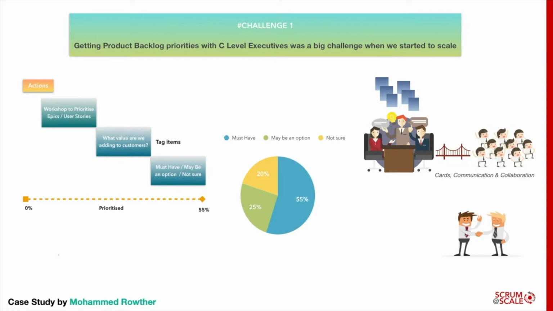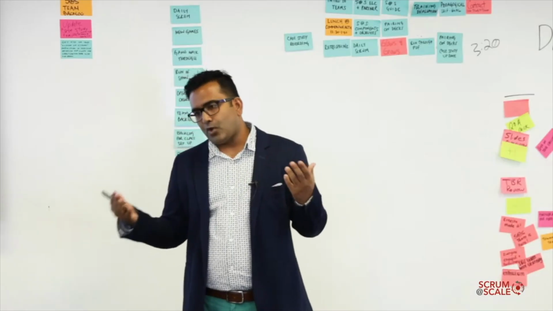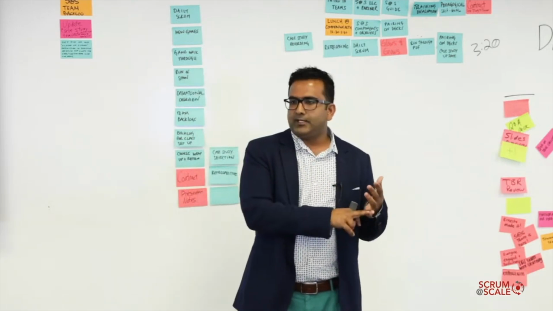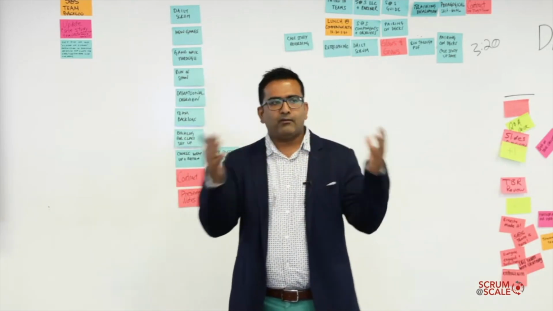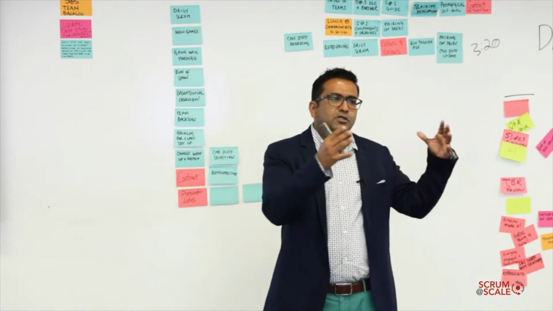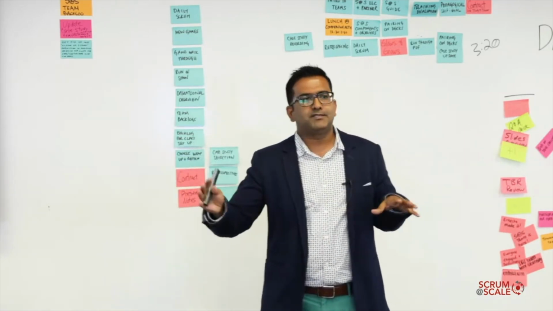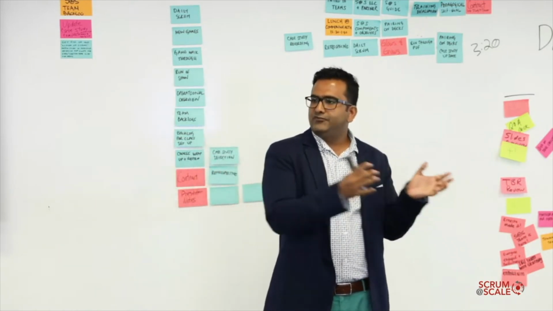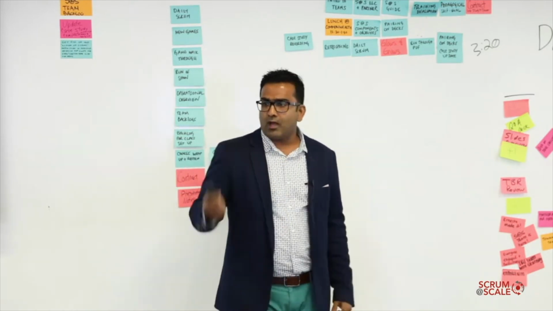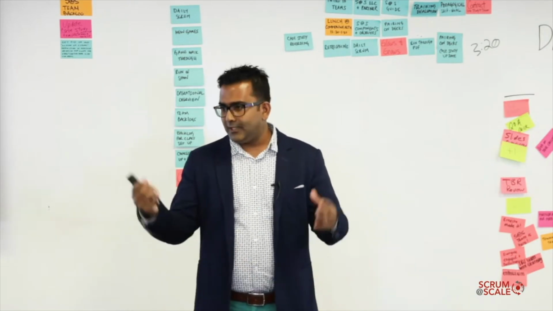So we had to get the product backlog in line. We created an action where we had some workshops created for them. We had them for a 2-day workshop and tried to get the product backlog items prioritized. We tagged the items. We defined, okay, what's the one thing that you want to have? And we categorized what is a must-have item, what could be optional, and what is unnecessary. So we created those tags, and we went from 0% to 50%. And there was a lot of cards, communication, and collaboration in that workshop.